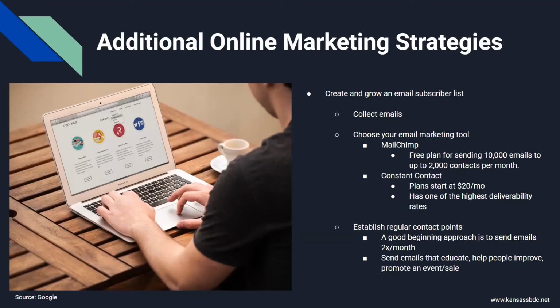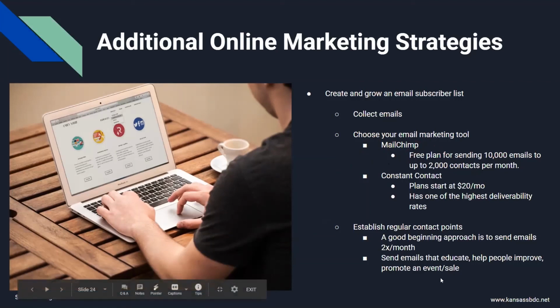However, it has one of the highest deliverability rates. So you get a higher deliverability rate with Constant Contact than you do with MailChimp, but you're also spending more money with Constant Contact. So it kind of depends on what your needs are as a business. But at the very least, the MailChimp plan, I always recommend businesses start with that, just to get the feel for email marketing.